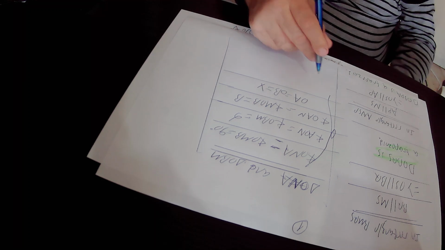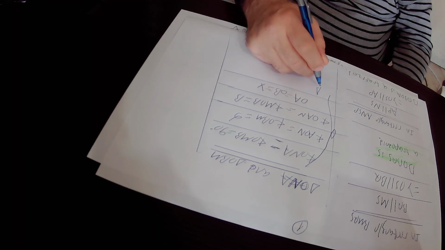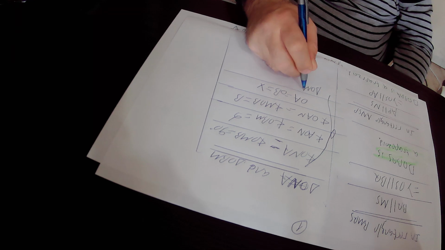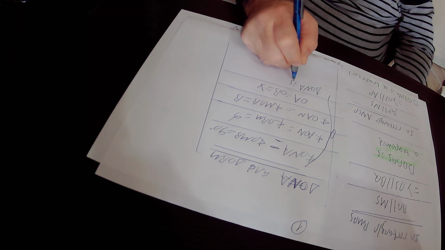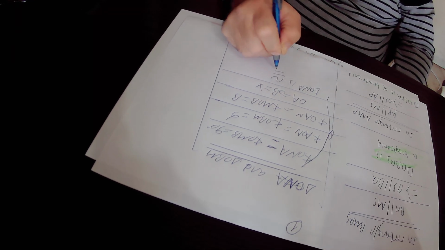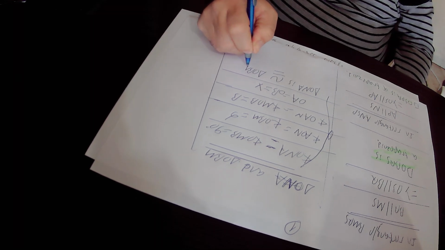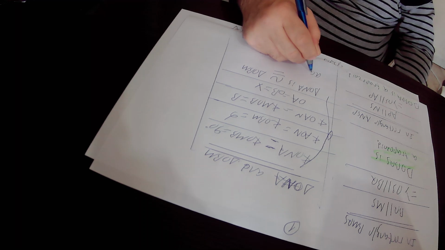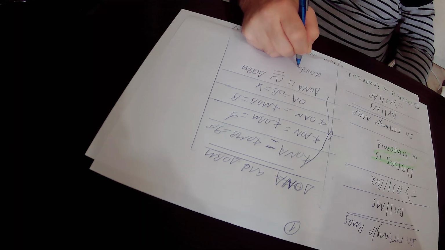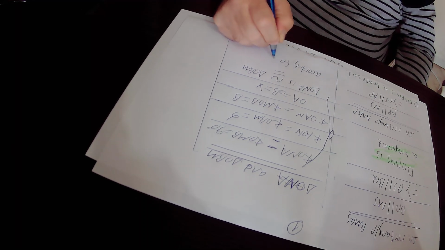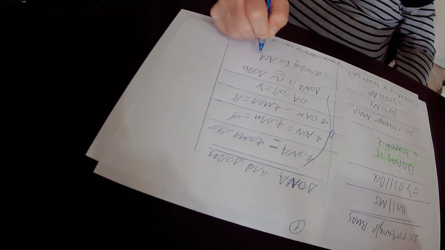So we actually proved that the right triangle ONA is congruent, this is the sign of congruent, to the right triangle OBM according to the angle side angle rule.